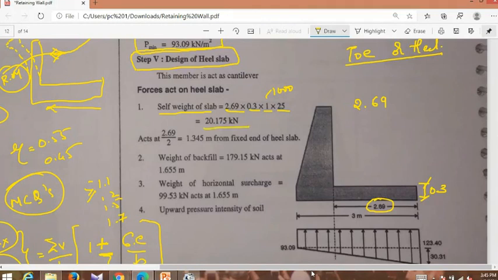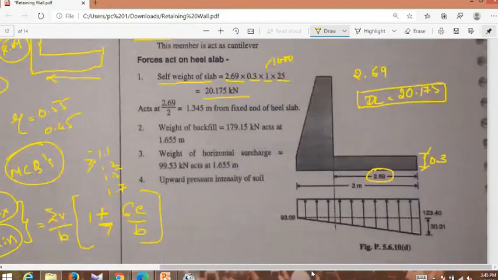Therefore, the self weight, meaning the dead load, we have got 20.175, and it acts at the center, at this point. Then we have finished this one. Next, what load do we have? We have the weight of backfill, which we have already calculated as 179.15, acting at 1.655 meter.